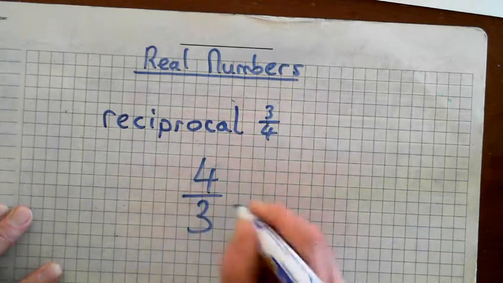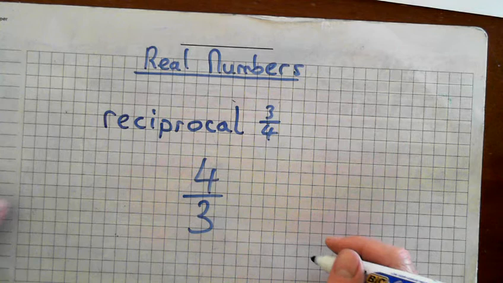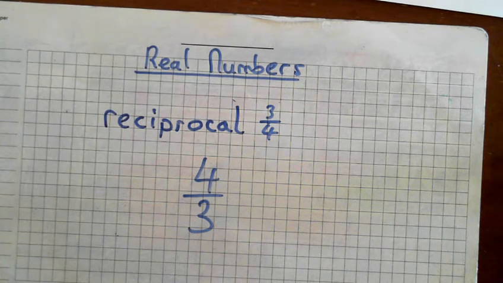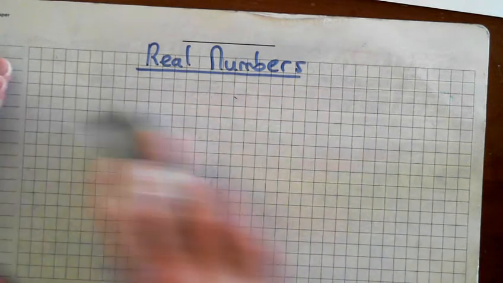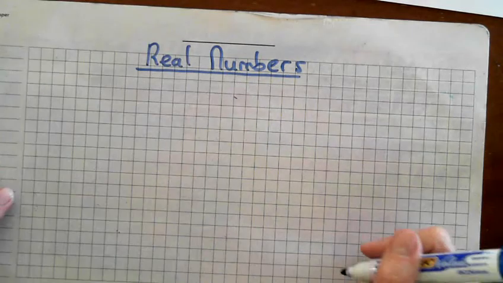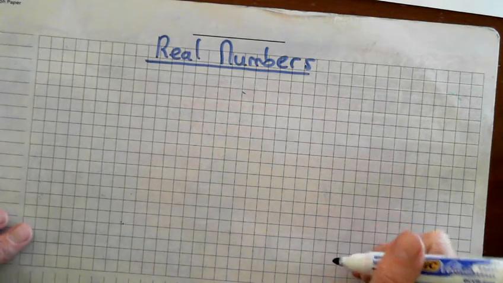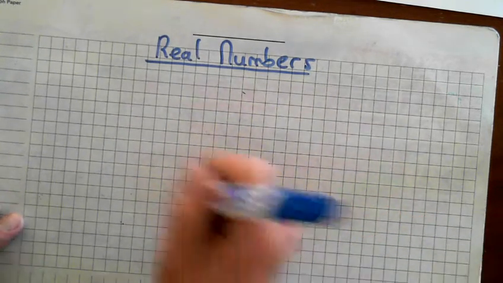4 over 3. 4 over 3. Okay. We'll be using reciprocals now in a little while. Now, first of all, we'll start off with addition.